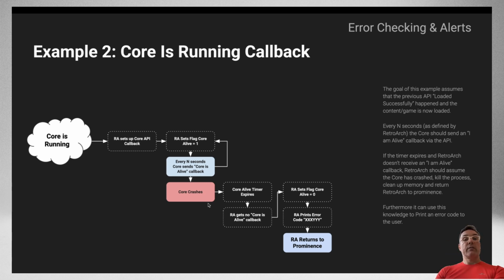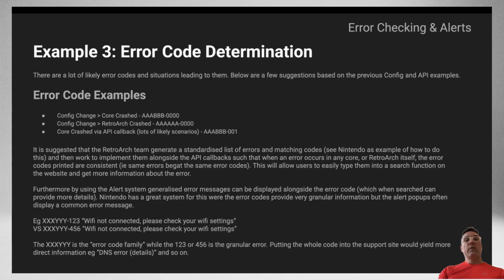If the core crashes, then we should have a timer running between these callbacks. This timer will expire, and so RetroArch will get no "core is alive" callback. It will set the core alive flag to 0. It can then generate a new error code, and then kill, clean up the process, whatever, and return RetroArch to prominence. So the whole goal of that is to start, and as I say, maybe this exists, I don't know, I'm not an engineer, but I'm suggesting this just to make sure we're all on the same page of some things that I think would be important, and particularly when it comes to error codes, which we'll come on to in a bit.